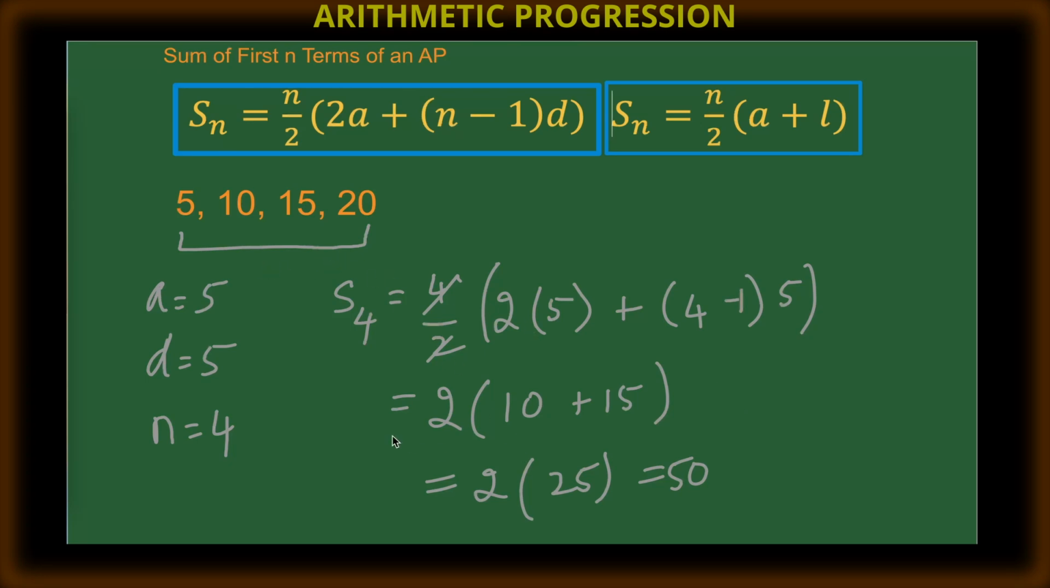Let's try to verify. It says that the sum of the first 4 terms is 50. Okay, let's verify it. So let's try to add the first 4 terms: 5, 10, 15, 20. These are the first 4 terms. 5 and 10 is 15, plus 15 is 30, plus 20 is 50. Okay, so as you can see, the sum of the first 4 terms of this arithmetic progression is 50. Hence, this is proof, students.